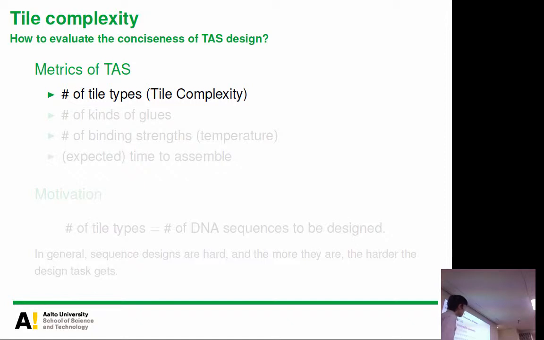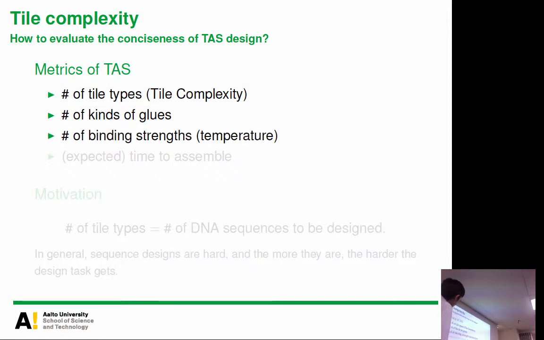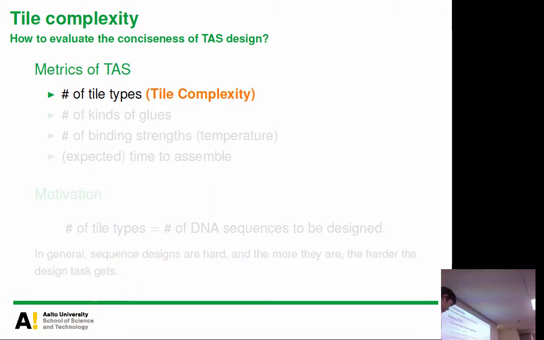So tile complexity is the minimum number of tile types we need to achieve the goal. How many different glues we need, how many binding strengths we need, temperature. And also we can think about time analysis, how fast this target can self-assemble. But I cannot talk about everything, so just let me talk about tile complexity today.